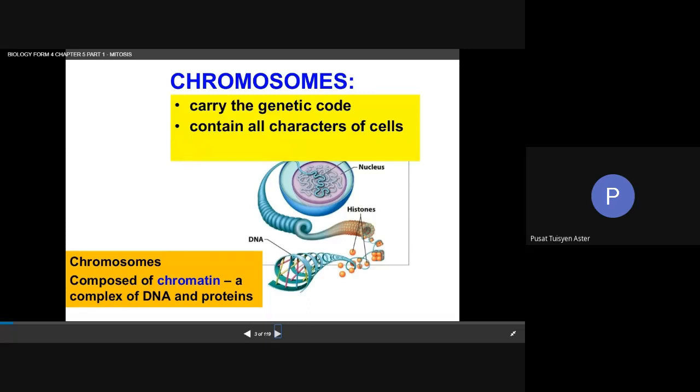Okay. And these are basically like the hardware materials and software materials in our laptop. Like that. Okay. So chromosomes are composed of chromatin, a complex of DNA and proteins.